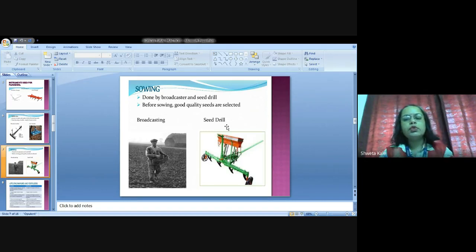Now, what is the use of seed drill? The advantage of seed drill is that it helps to uniformly distribute the seeds. It will help in maintaining a proper distance between the seeds so that crops will also get plenty of space to grow properly as well as to absorb proper nutrients.